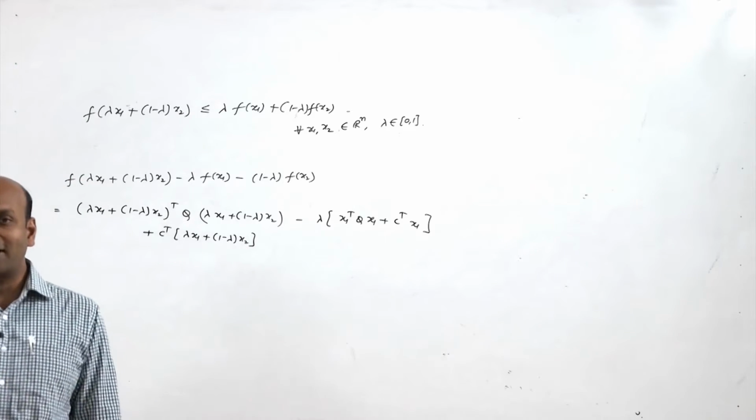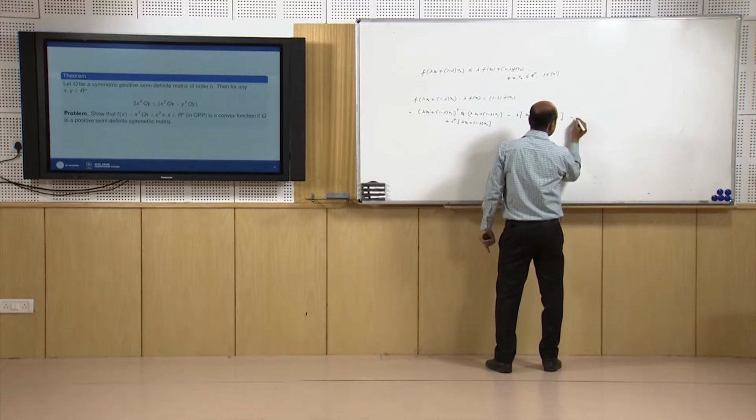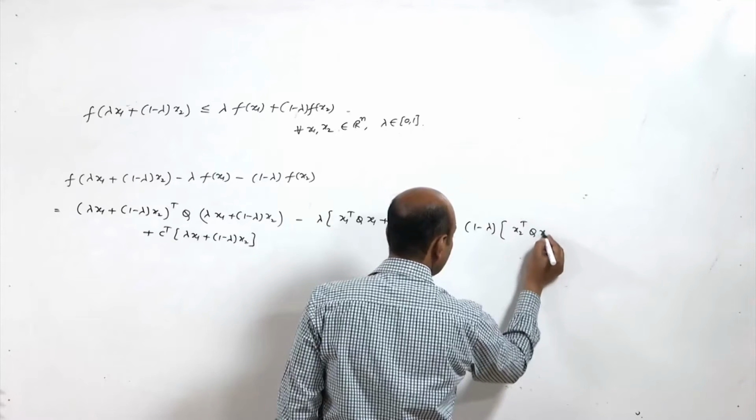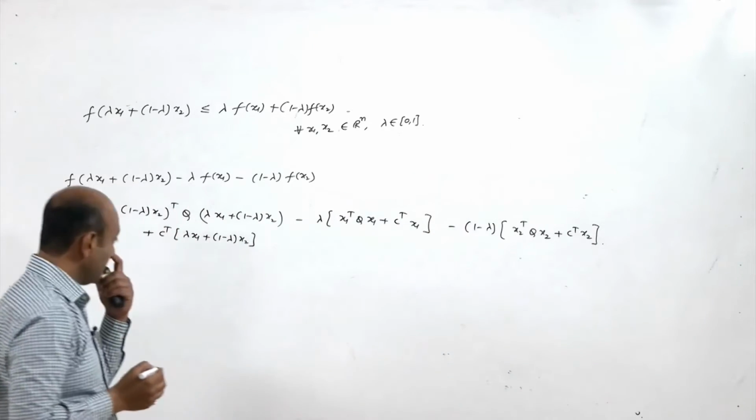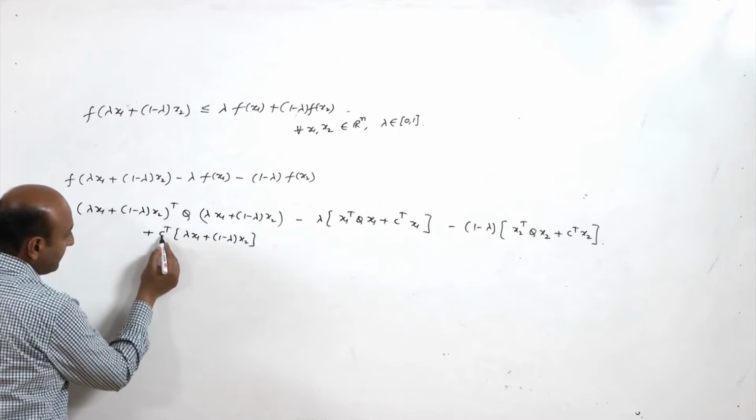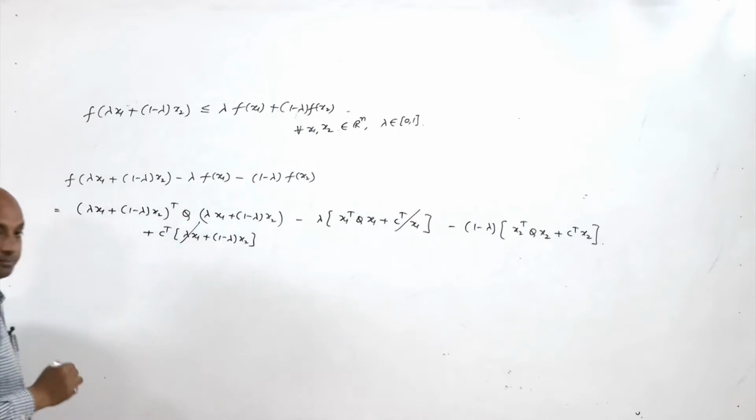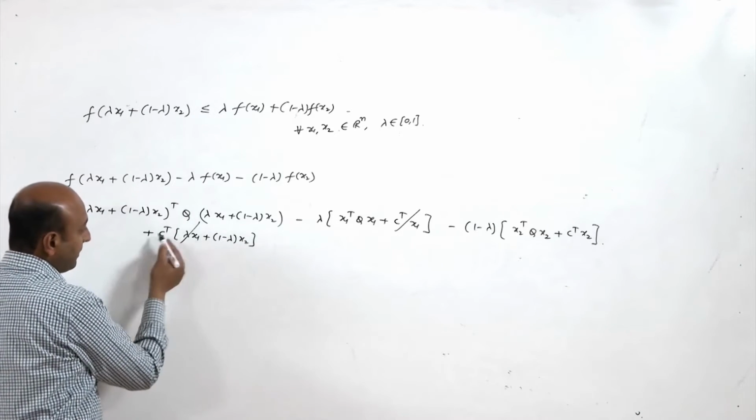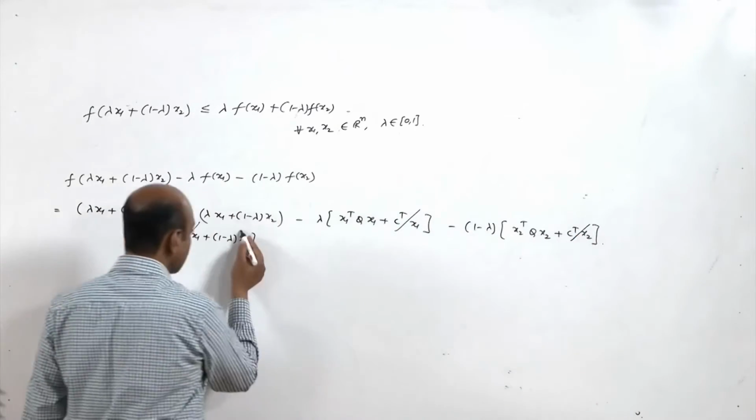This is f of lambda x1 plus 1 minus lambda x2 minus f x1, this term, and minus 1 minus lambda times x2 transpose Q x2 plus c transpose x2. Now, lambda is a scalar, so it can be taken out. So, lambda times c transpose x1 and also lambda times c transpose x1, positive and negative will cancel out. And 1 minus lambda is again a scalar, so it can be taken out. So it is 1 minus lambda times c transpose x2 and also 1 minus lambda times c transpose x2. So, these terms also cancel out.